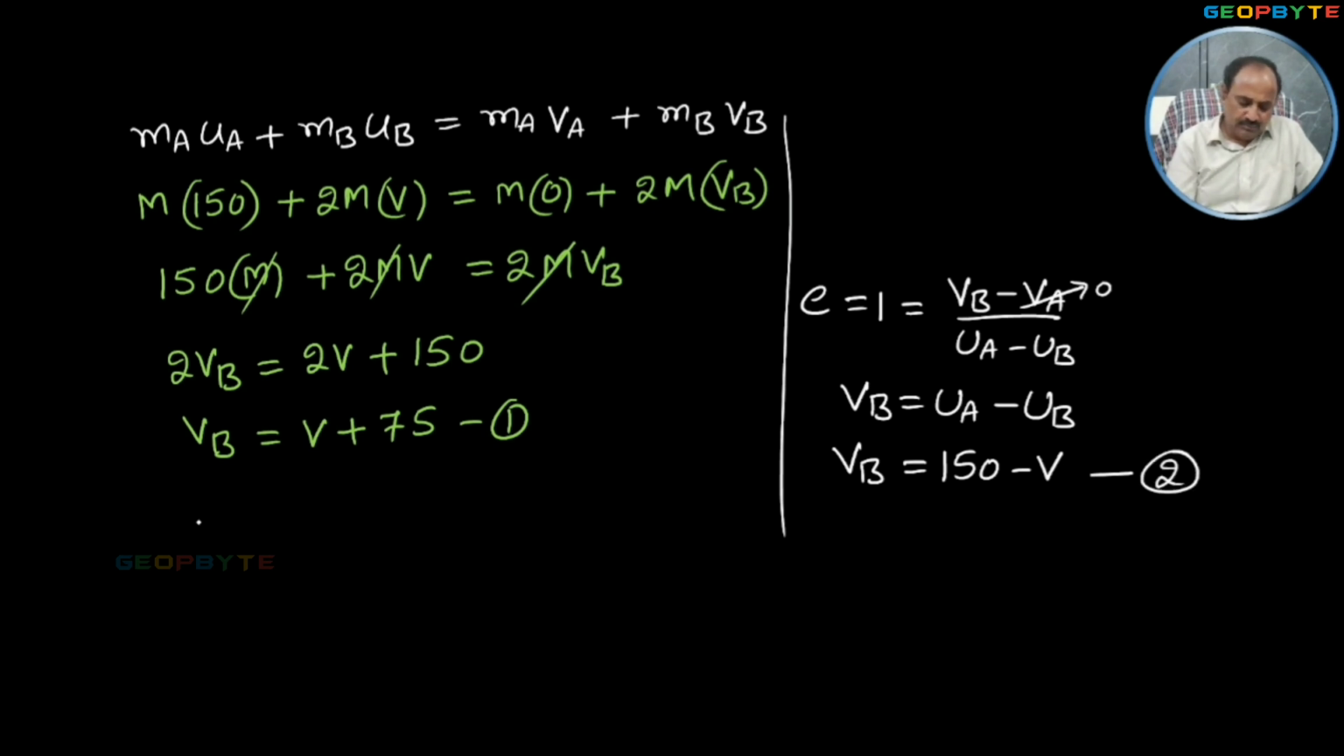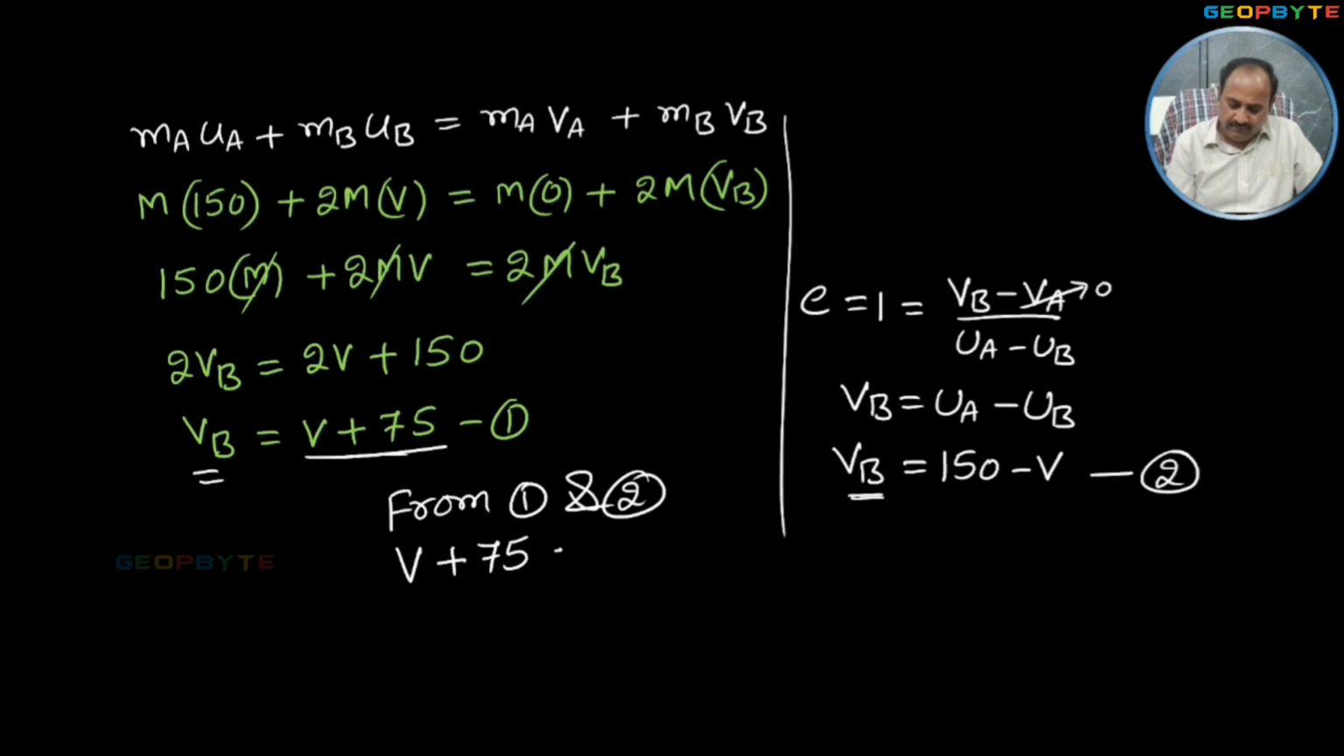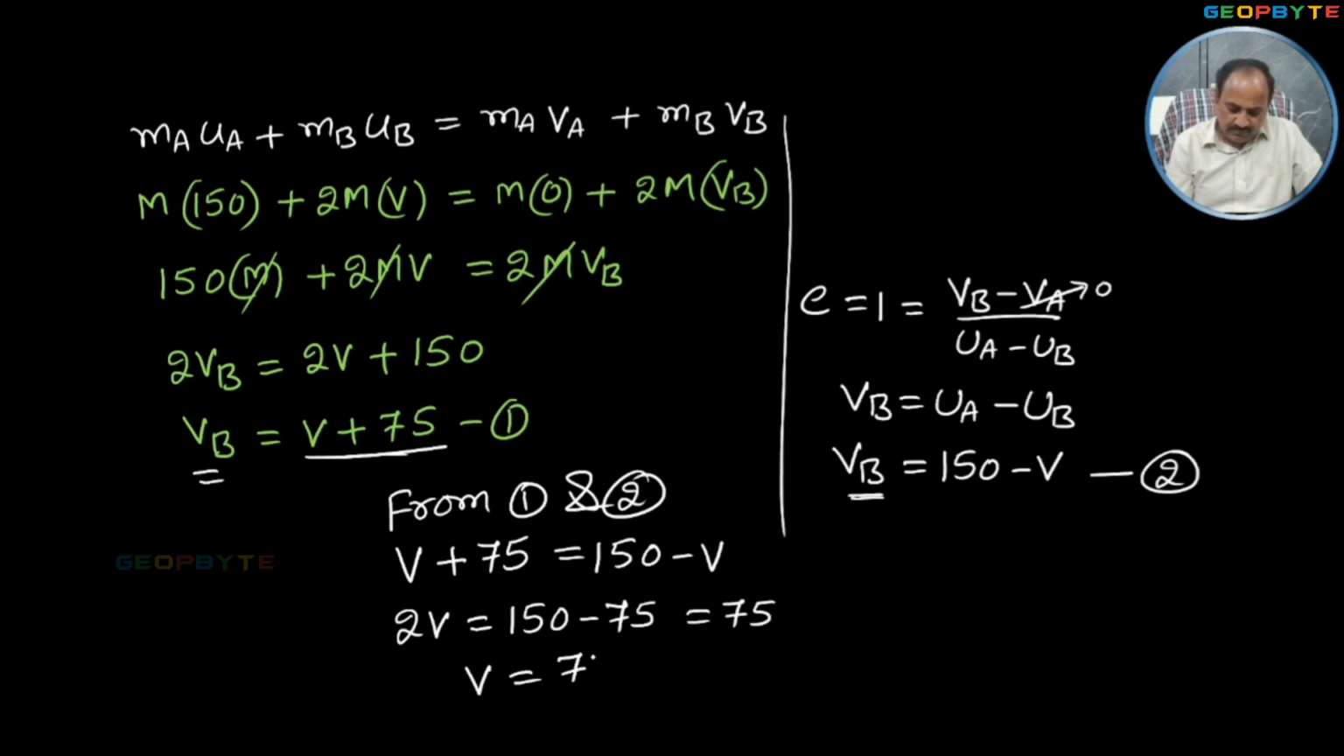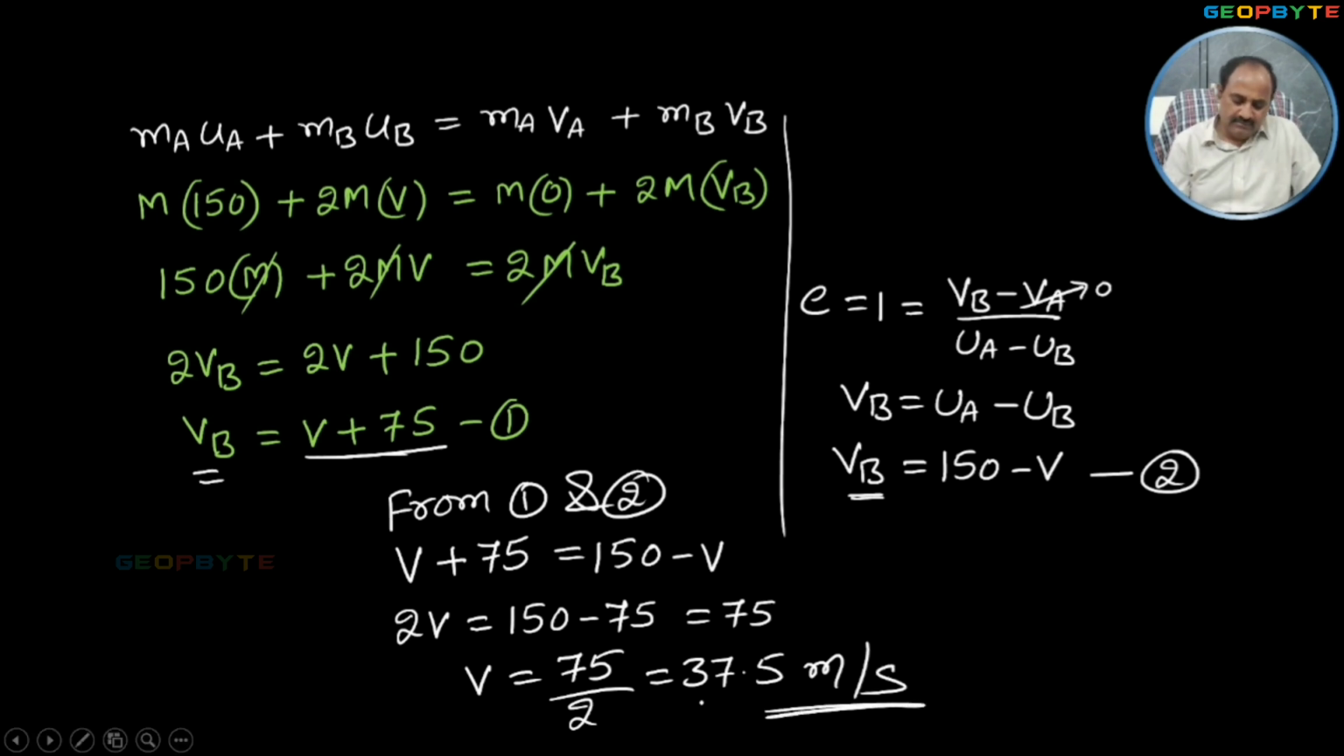Now compare 1 and 2. The LHS are equal, so you can equate the RHS from 1 and 2. From equations 1 and 2, I can write V plus 75 equals 150 minus V. From this, 2V equals 150 minus 75, which is 75. From this, V equals 75 by 2, which is 37.5 meters per second. That is the initial velocity of B.